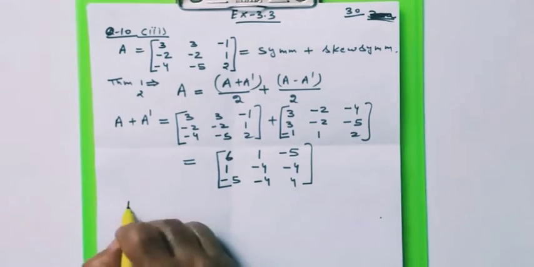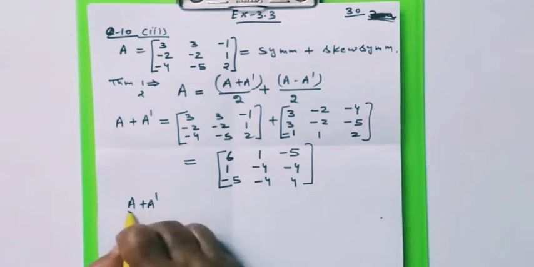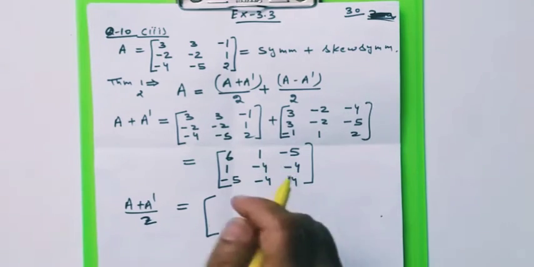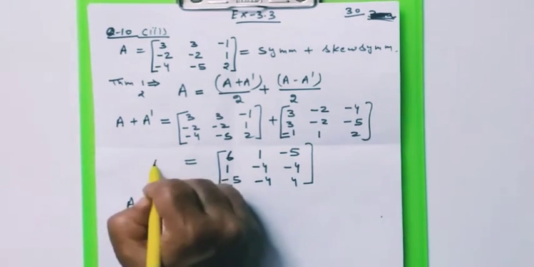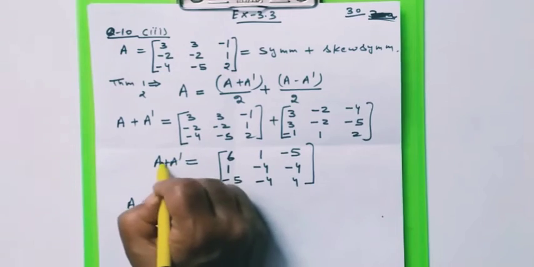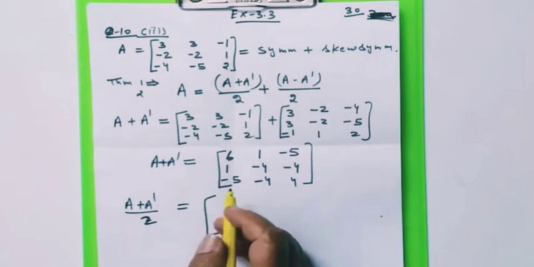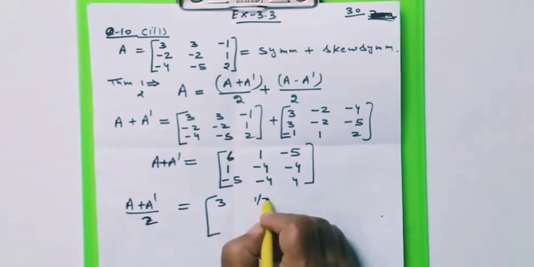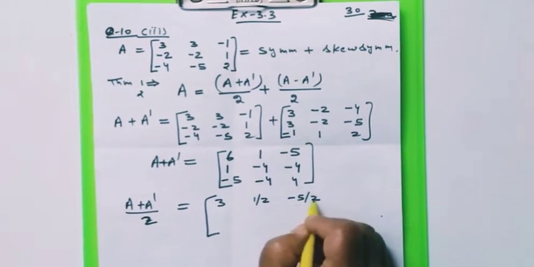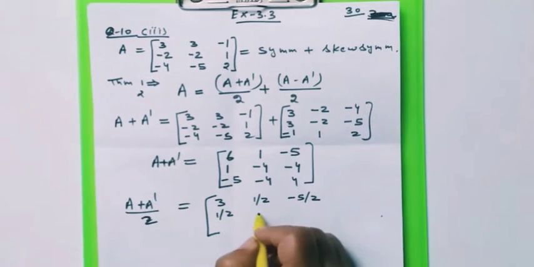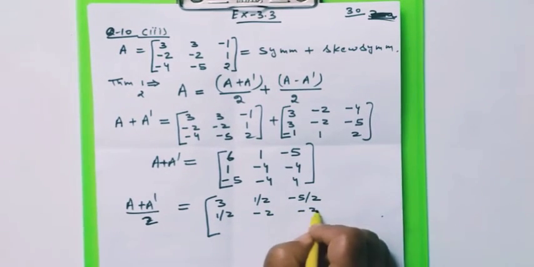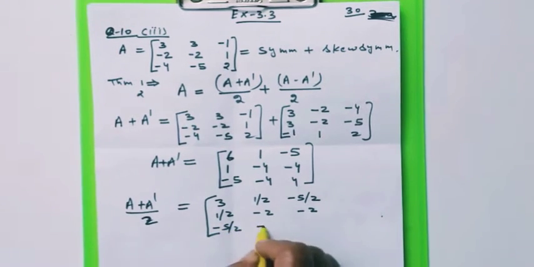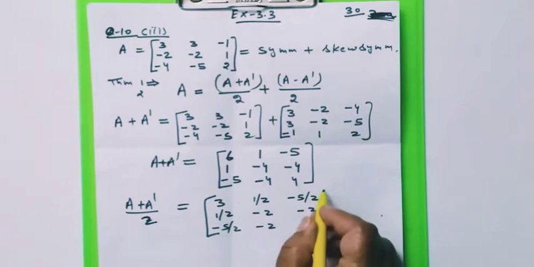So now if I calculate (A plus A transpose) upon 2, that means I divide every element of this matrix by 2, because this matrix is nothing but A plus A transpose. So I divide every element of it by 2. So that gives me 3, 1 by 2, minus 5 by 2, 1 by 2, minus 2, minus 2, and then minus 5 by 2, minus 2 and 2.